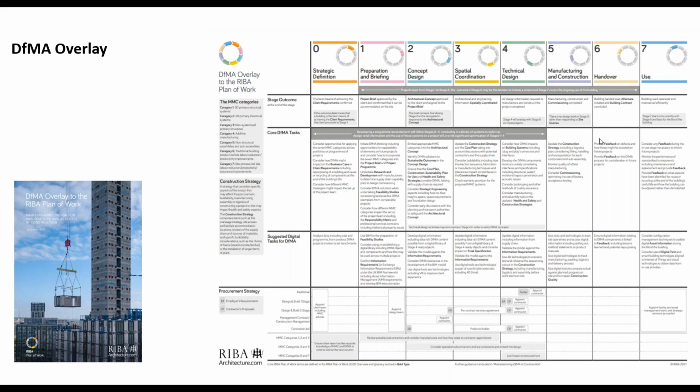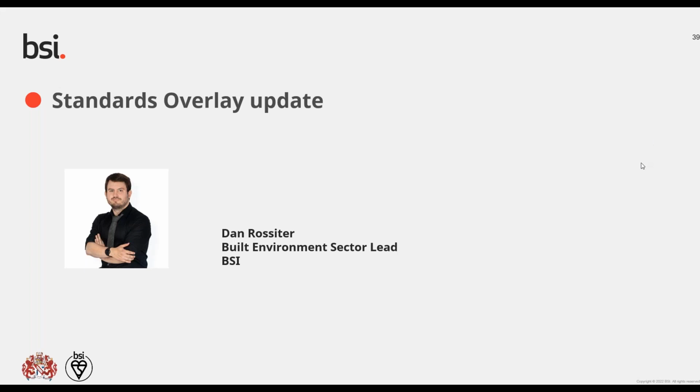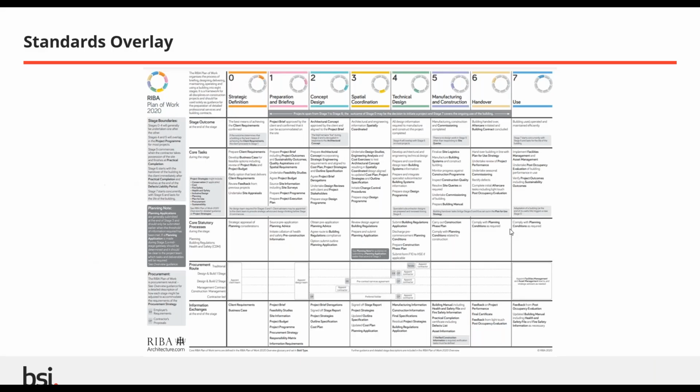Next slide. And the other one that has recently been announced, and I'm actually doing a presentation on Thursday, is the security overlay to the RIBA plan of work that looks at how to create buildings with a more security conscious perspective. So that's the RIBA plan of work. I've set out the purpose of the overlays and shown you a couple of examples. So now I just want to hand back over to Dan to take you through an update on the standards overlay. So thank you very much.